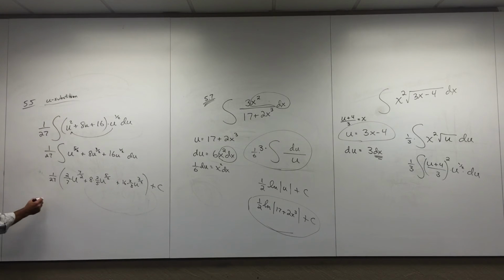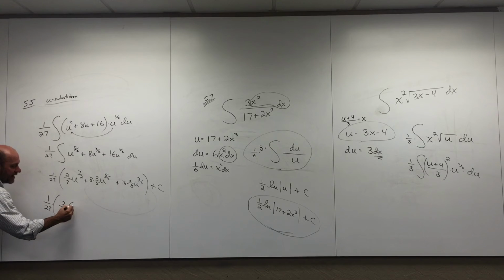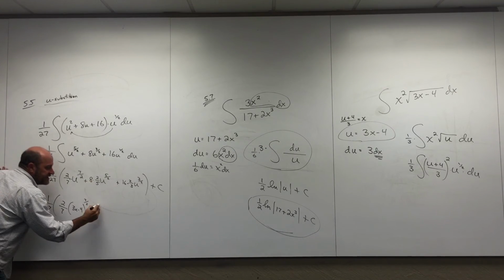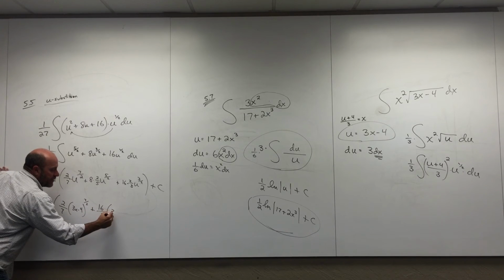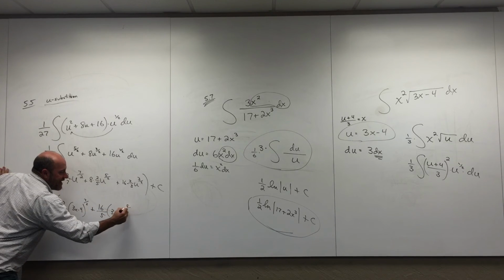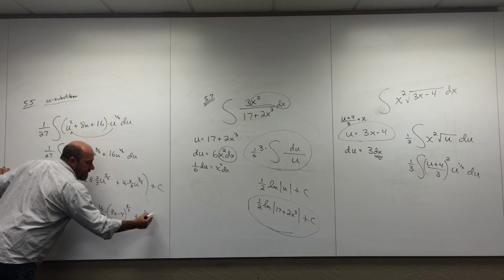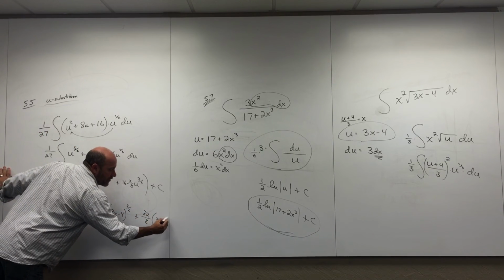Well, yeah, it's just writing, right? It's just writing. 2/7. 3x minus 4 to the 7/2. What's this? 16/5. Is that okay with you? 3x minus 4 to the 5/2. What's that? 32/3. You guys okay? 3x minus 4 to the 3/2.